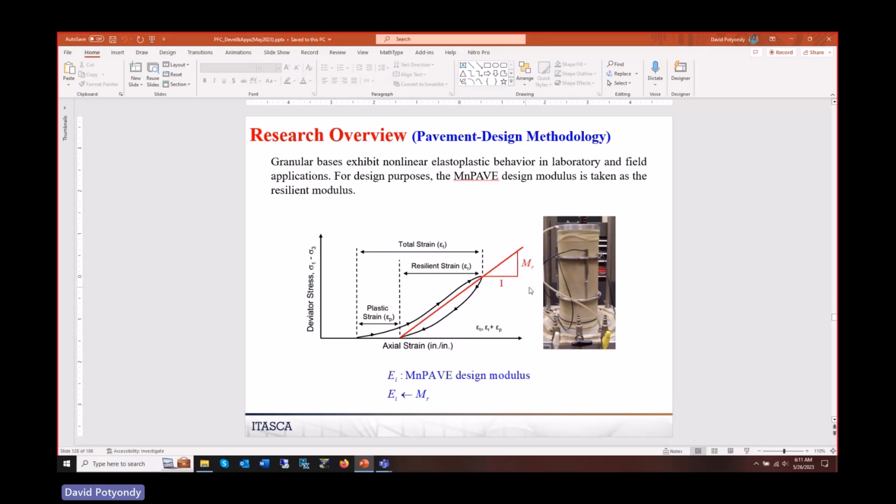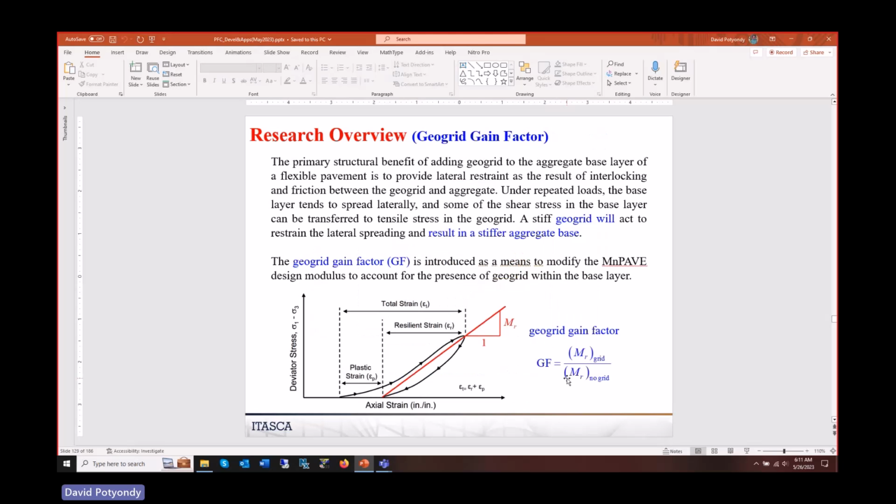This is what you measure in the lab. This is what we're going to compute in PFC. We're going to use that as the value of E for the aggregate base layer. And so what we're concerned with is looking at what is the resilient modulus just for the aggregate, and what is the gain factor of the resilient modulus. It should be higher when there's GeoGrid in there. That's the goal of the modeling.